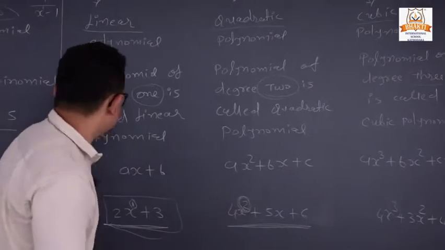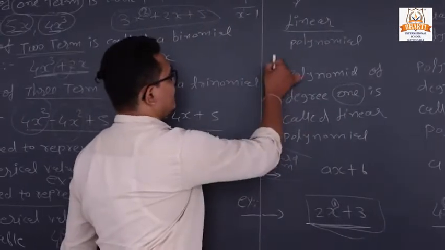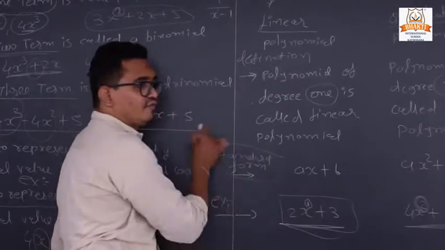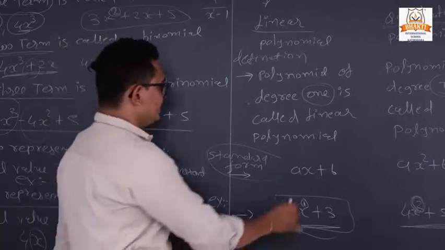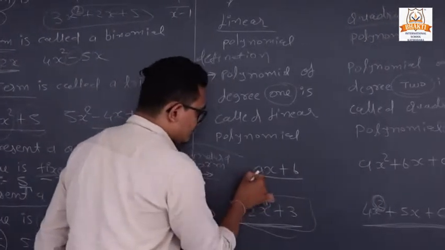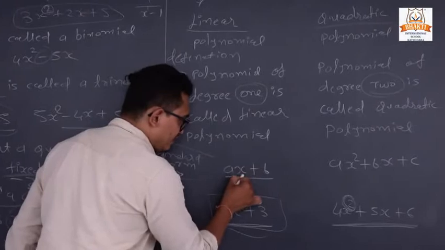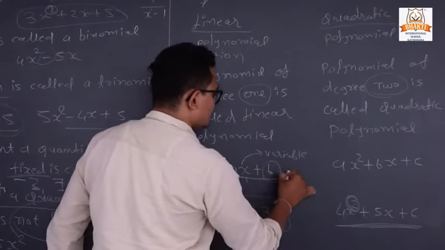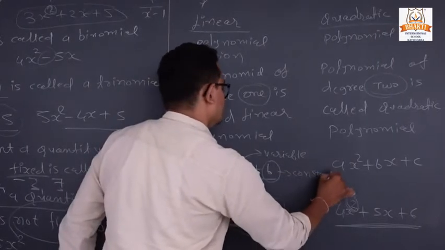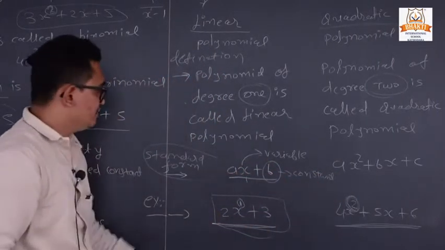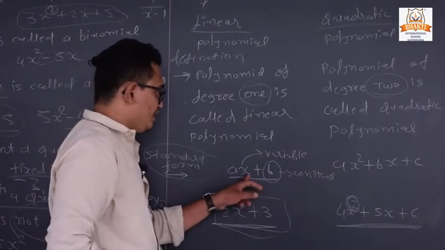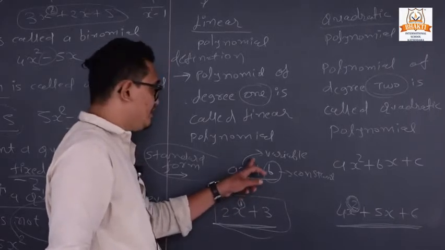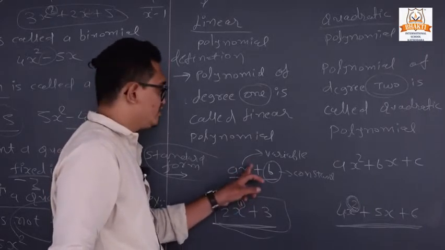We can also discuss its standard form. First of all, definition. Second, its standard form. What is the standard form? Here see ax plus b. Here, x is what? A variable. b means what? A constant, because its value will be fixed. During any algebraic expression, the value of x we can replace, so it will vary all the time, so it is called a variable.